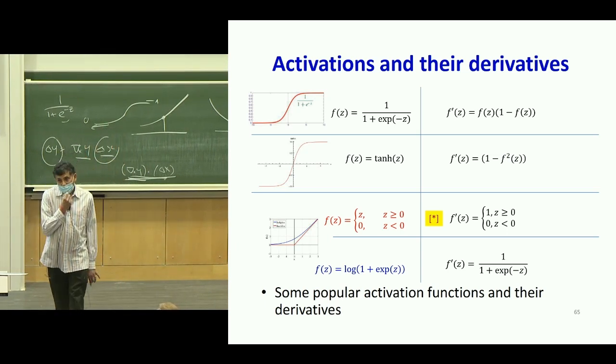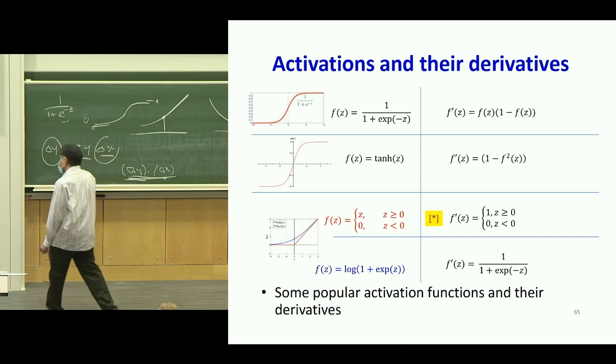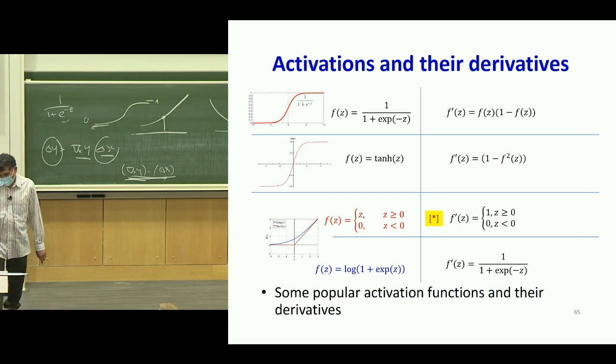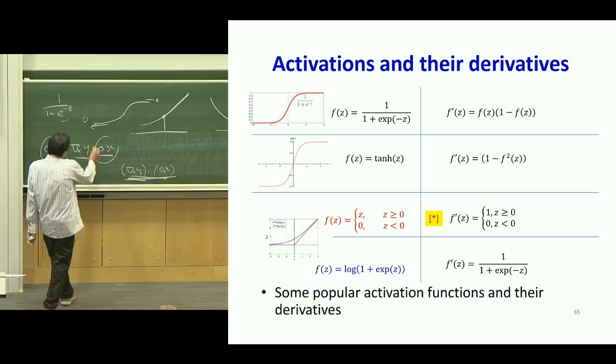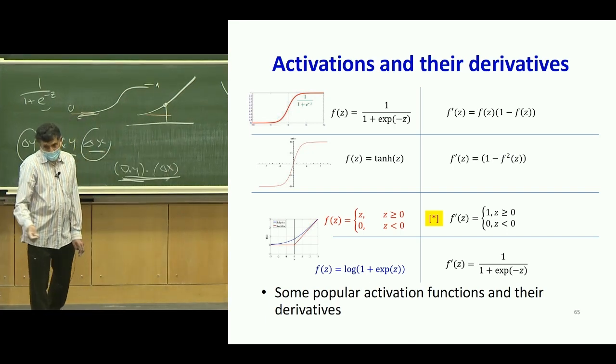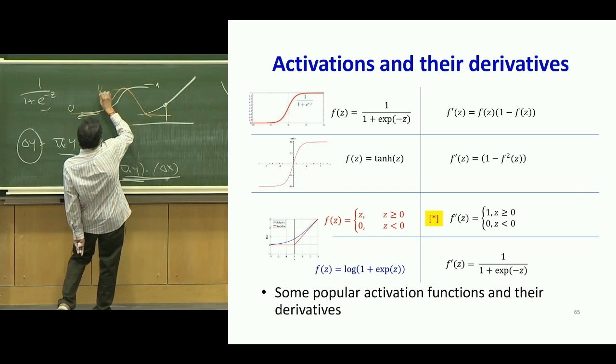And what is the derivative of this function? The derivative of this function is clearly going to be 0 out here. It's going to be 0 out here as well because it's flattened out. And then it's going to be something of this kind where the peak value is half.